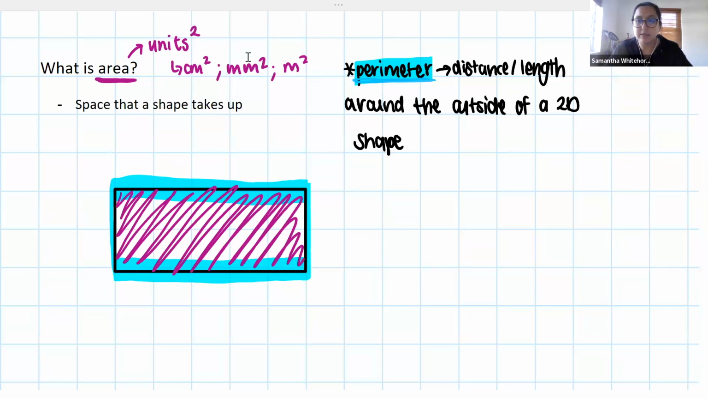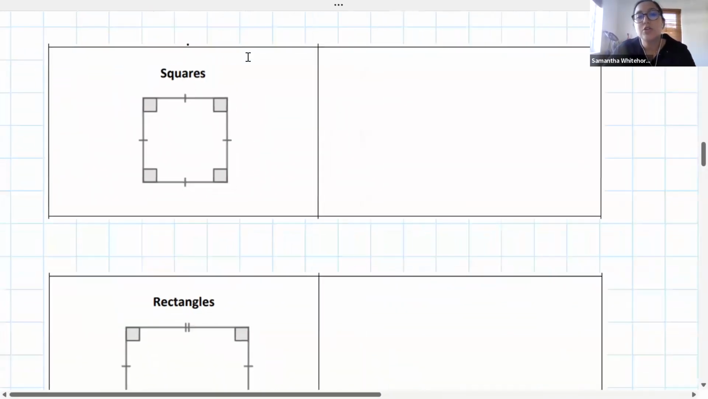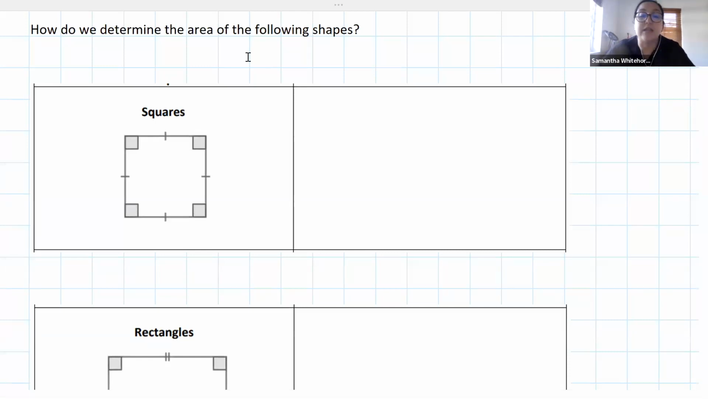All right, guys, I'm moving. Hope we got our screenshots. Okay. So before we sort of get into this whole thing, what we're going to just do is chat about the different shapes that we need to be able to work with, how to work out the areas, and then we'll apply that as we go along.